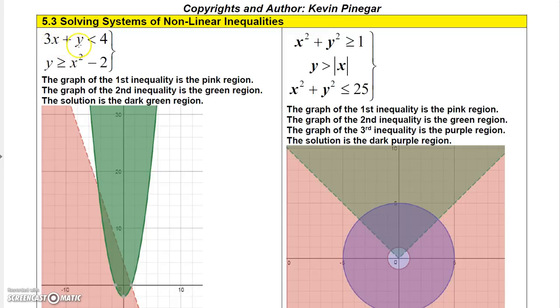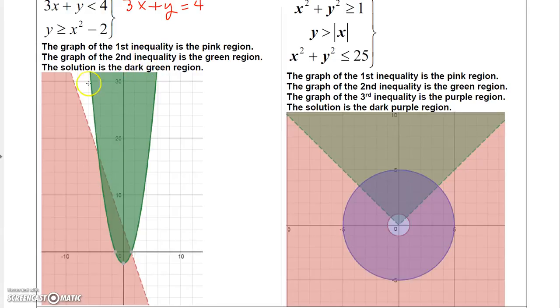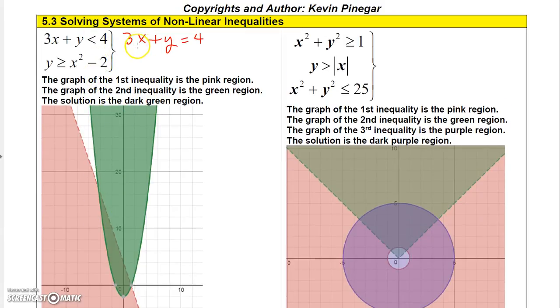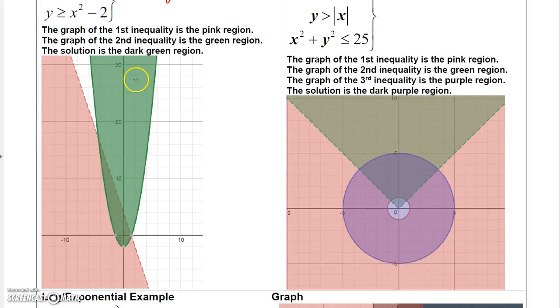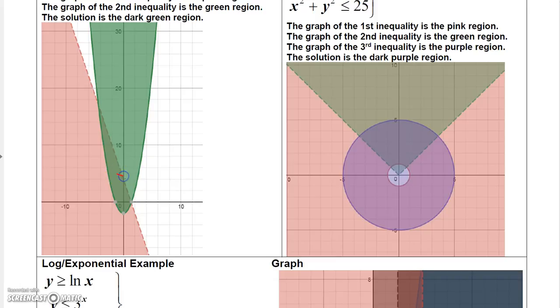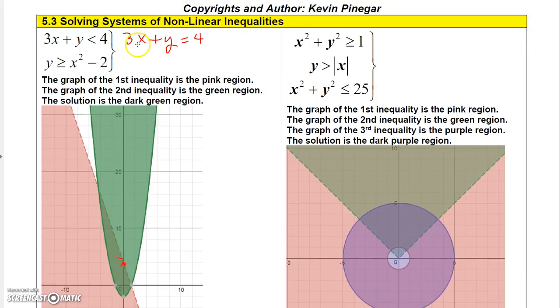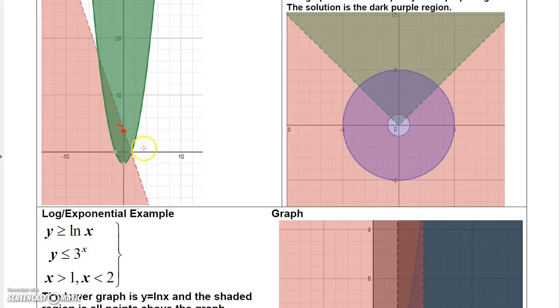Right here you have 3x plus y is less than 4. So what we have to do is graph its boundary, which would be the equation 3x plus y equals 4. To graph that boundary, you know how to do this. Basically you can use the x and y intercepts if you like. If x is 0, y is 4, so it would go through down here, right there. And then when y is 0, x would be 4/3, so that would be a little more than 1. So down here it would be right in here.